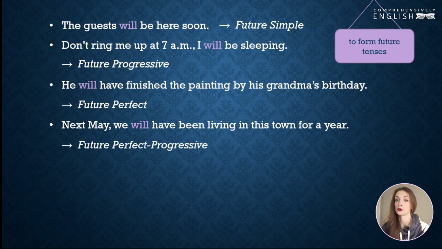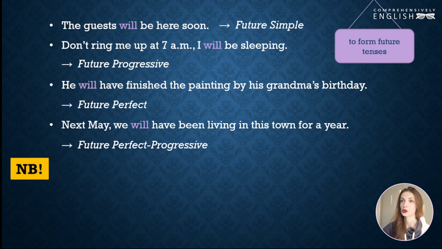With the help of the future perfect progressive tense, we show that by a particular moment of time in the future, the action will have been going on, will have been continuing for a while. So we are not talking about the tenses today. I just wanted to demonstrate that we use the modal verb will in order to form all these four tenses.